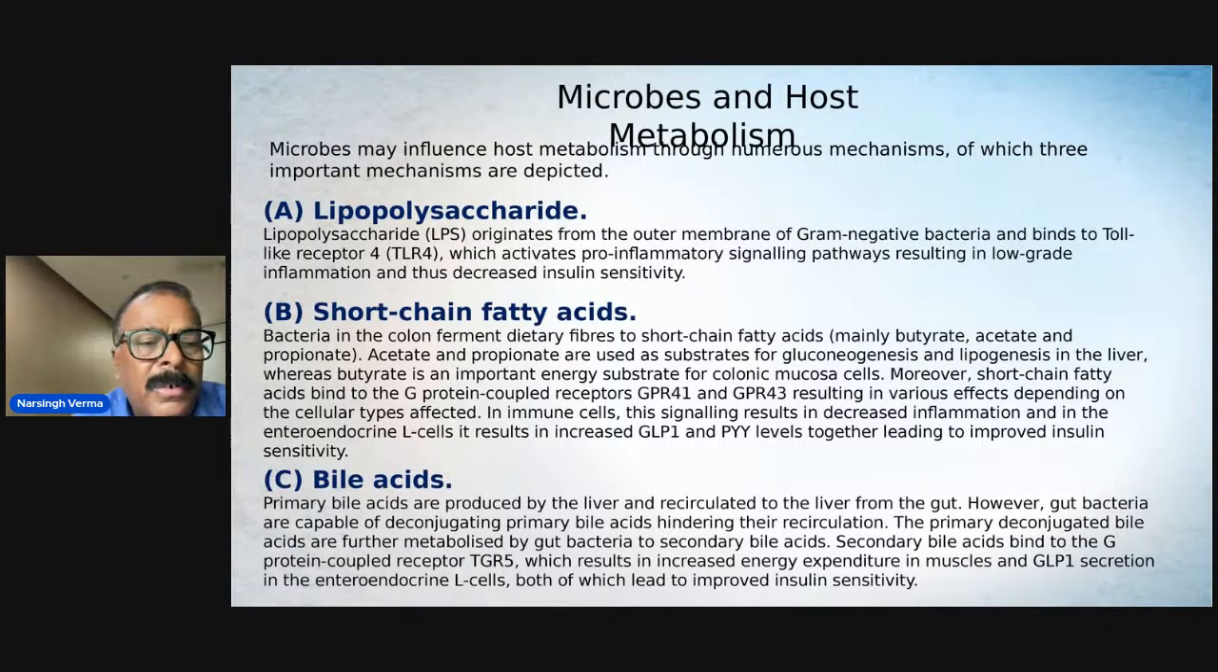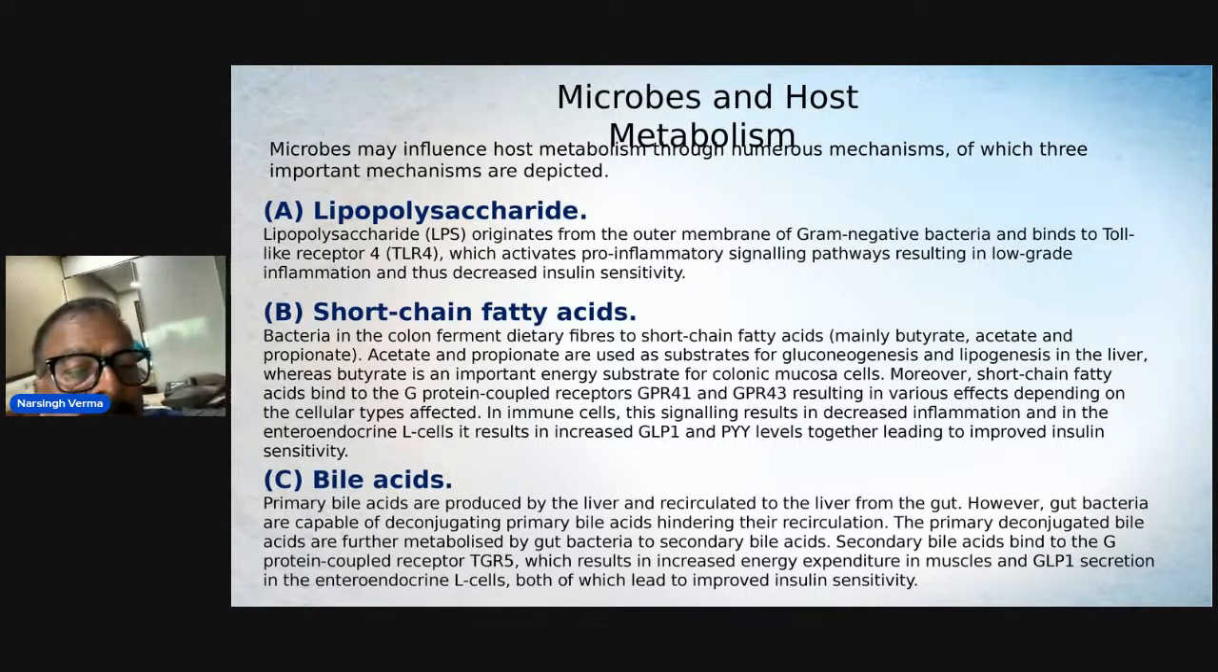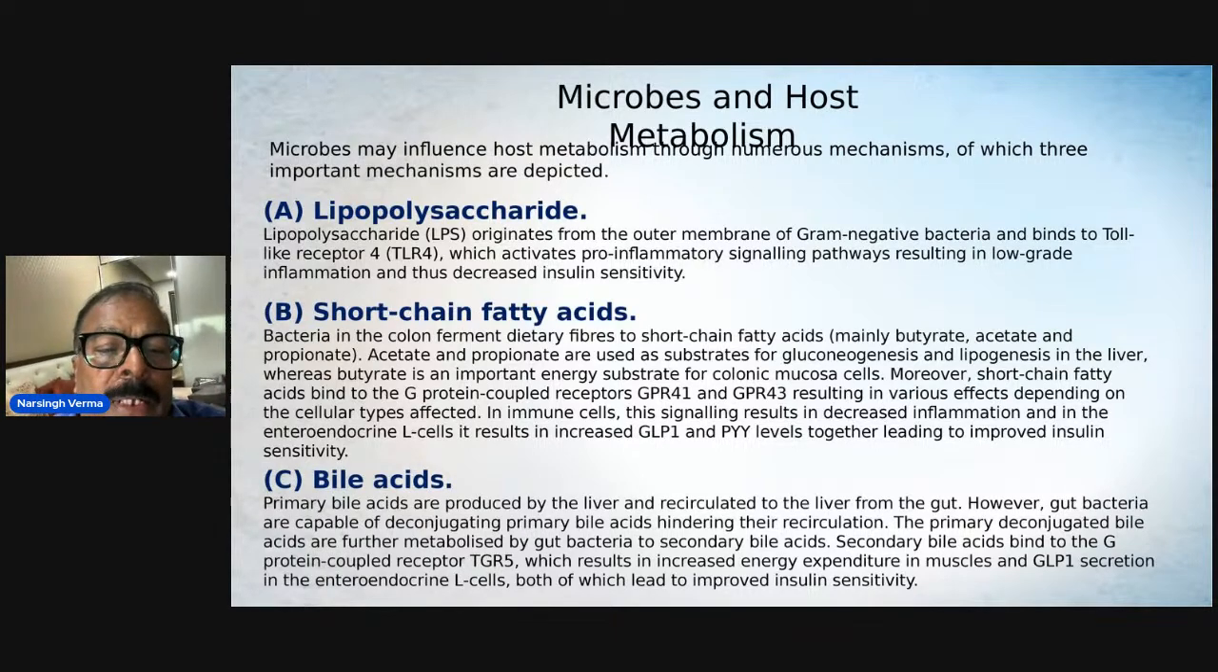Three mechanisms are known. The lipopolysaccharides originate from the outer membrane of gram negative bacteria and bind to toll-like receptors. I think you all know very well what the toll-like receptors are, and these will definitely alter the mechanisms involved. This will activate the pro-inflammatory pathways, resulting in low-grade inflammation and thus decreased insulin activity.